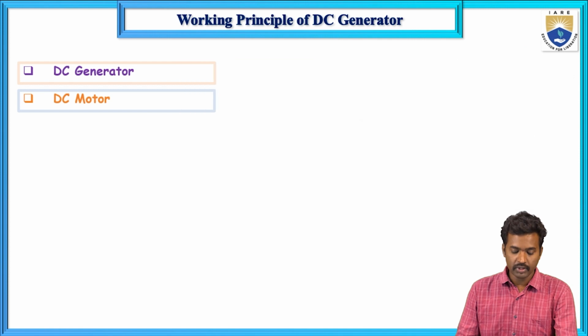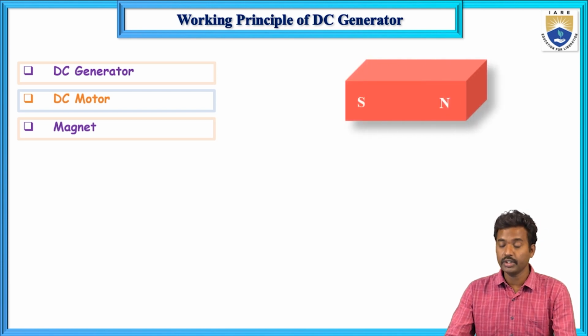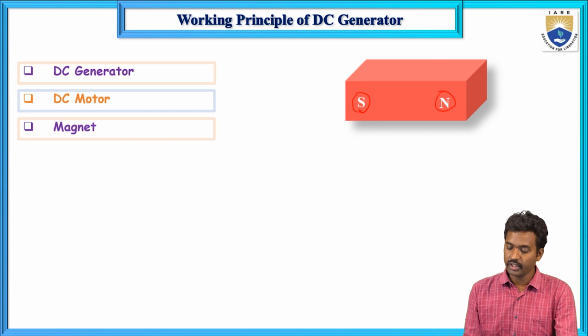Now next one is the magnet. What is meant by magnet? Magnet means something which has an attracting property. It has two poles: the first one is the north pole and the second one is the south pole.